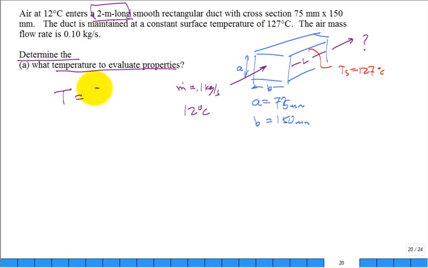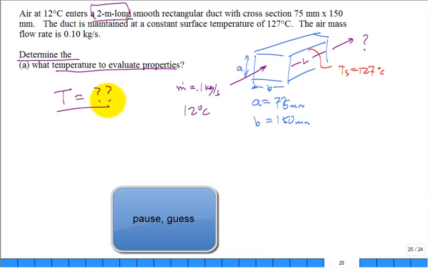What's a good temperature? So I'm going to pause. I'm going to walk around. And I want you to give me a temperature. Because that's what you're going to be faced with when you do homework problems. It's like, I got to have a temperature to evaluate the fluid properties.